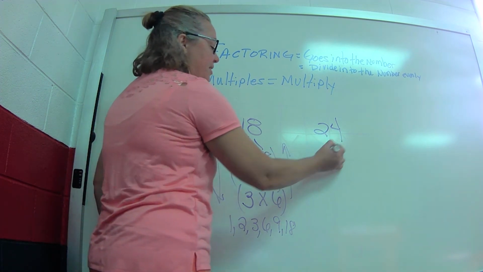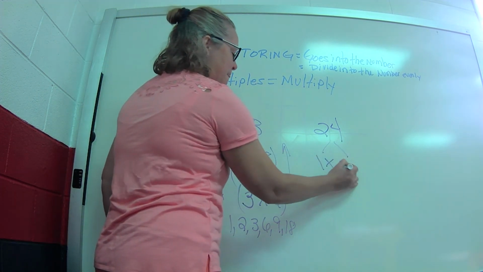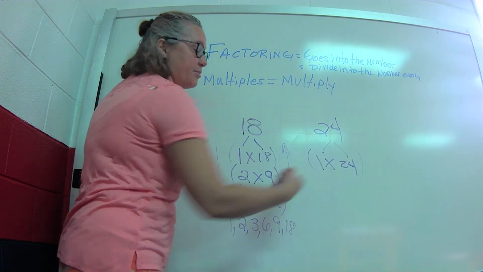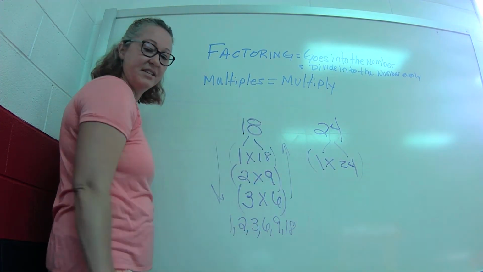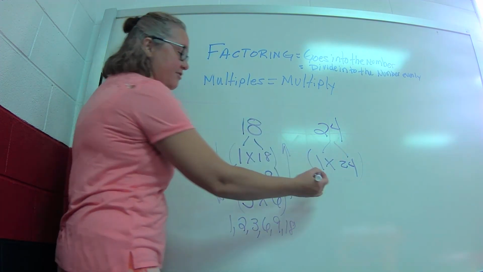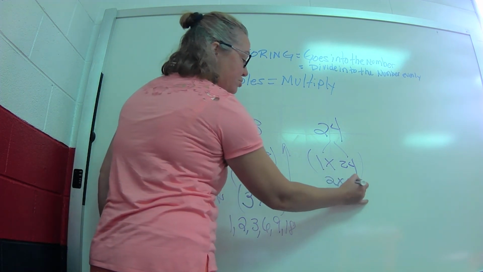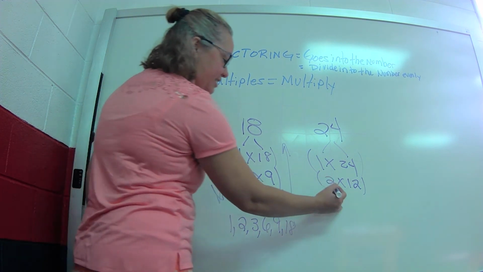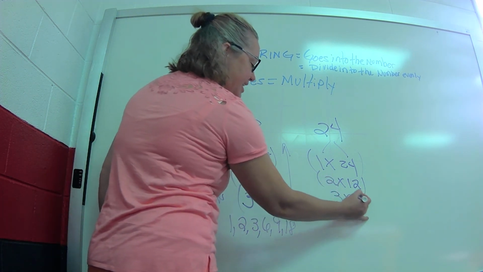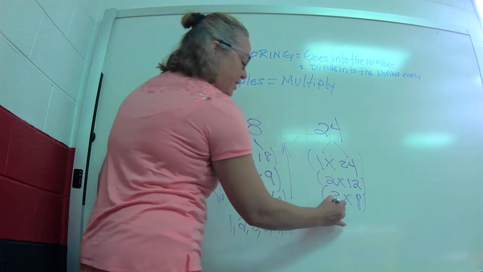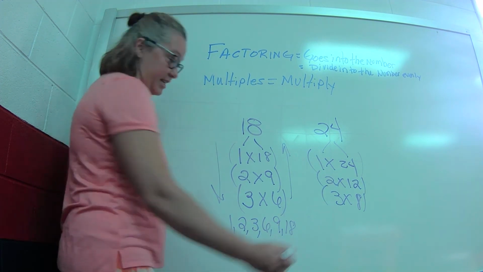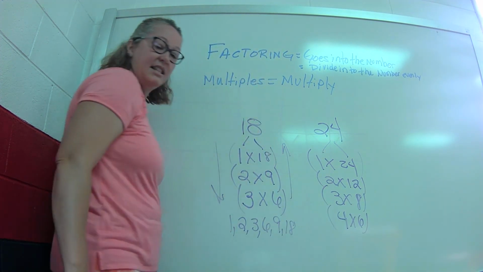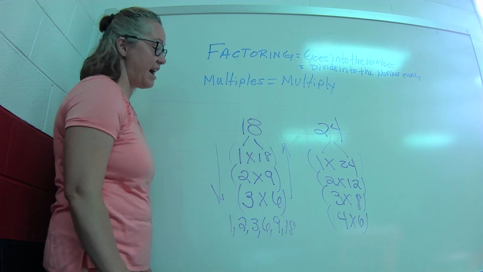So let's start with 1 times 24. All right. Normally, you'll see your pairs in parentheses. That's why I'm just adding the parentheses. All right. So then, what's an even number? So we have 2 times 12. Does 3 go into 24? Yes, it does. You're right. 3 times 8. Does 4 go into 24? Yes, it does. 4 times 6. Does anything else go into it? No, I think we factored it all out.